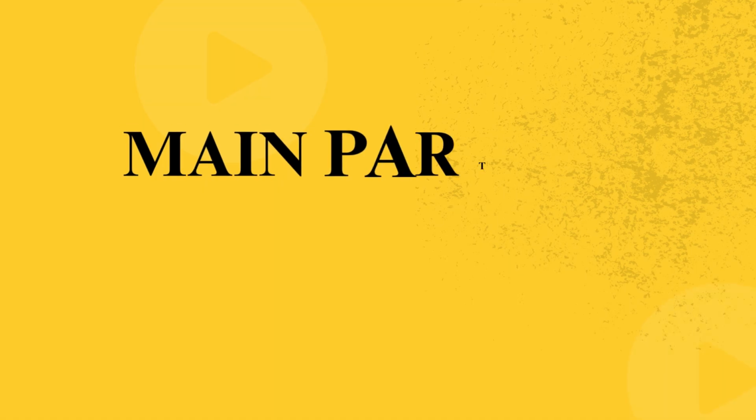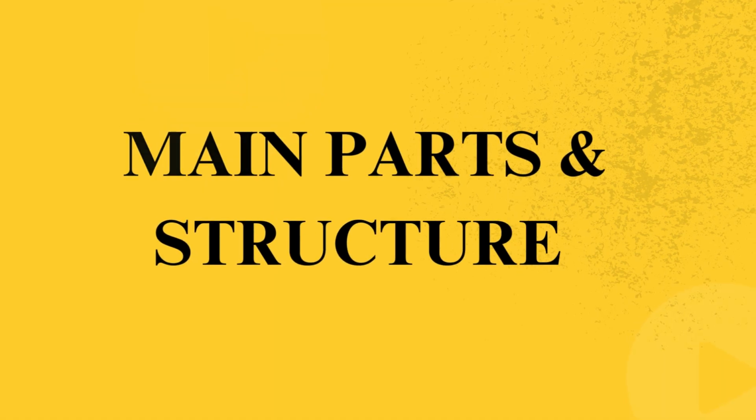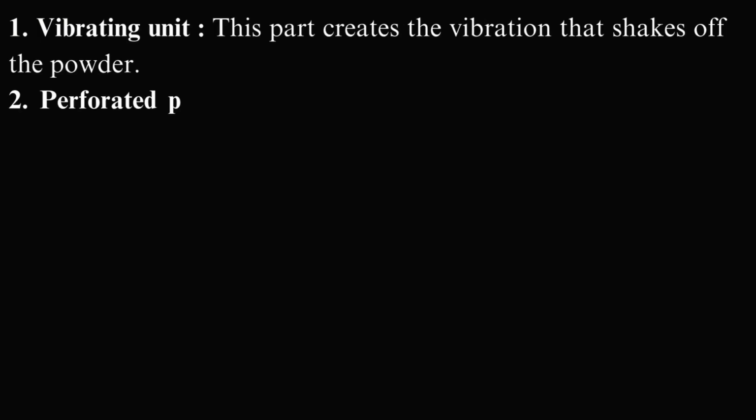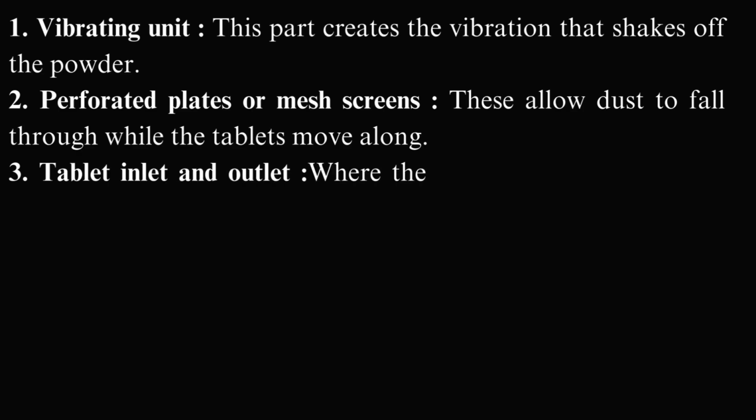Main part structure. Now, let's look at the main components. A typical tablet deduster includes: 1. Vibrating unit. This part creates the vibration that shakes off the powder. 2. Perforated plates or mesh screens. These allow dust to fall through while the tablets move along. 3. Tablet inlet and outlet, where the tablets enter and exit the machine.